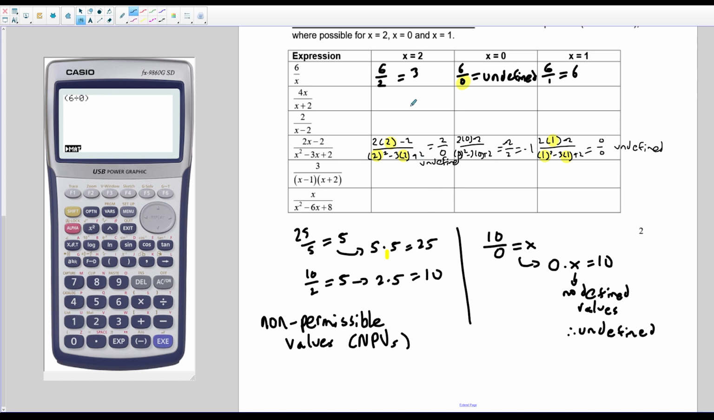So at this point, I would recommend that you pause the video and try to evaluate each one of these expressions. I'll just write the answers down, but you should go ahead and unpause once you're done and double check your work to make sure that you found all of the non-permissible values.